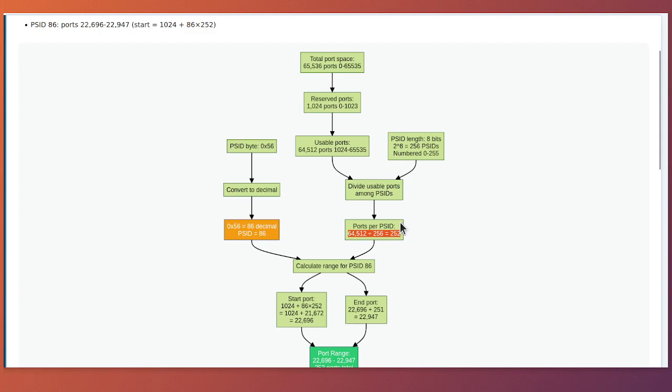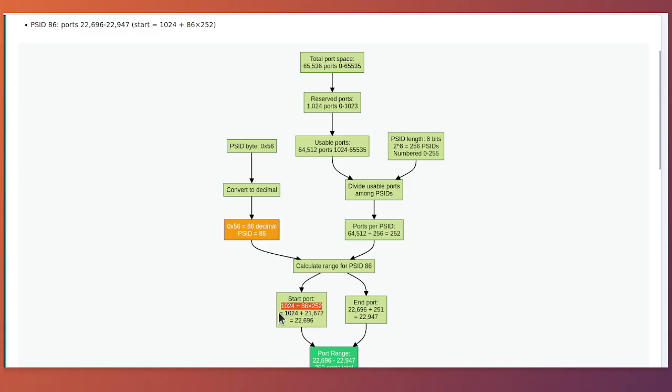PSID number 0 gets the first 252 ports, which are ports 1024 through 1275. PSID number 1 gets the next 252 ports, which are ports 1276 through 1527. And so on. For our PSID of 86, we calculate the start port as 1024 plus 86 times 252.